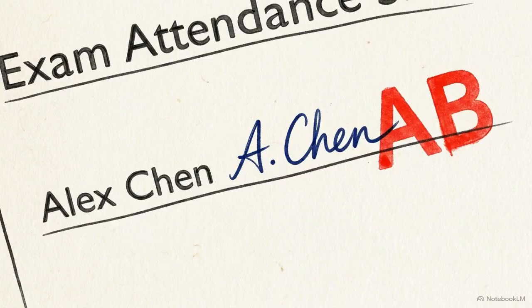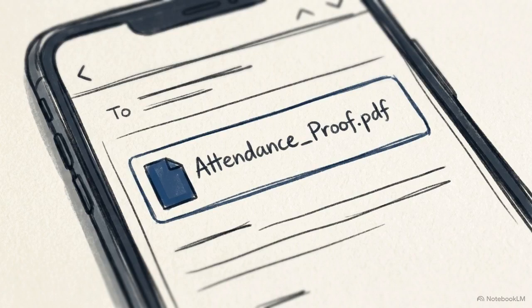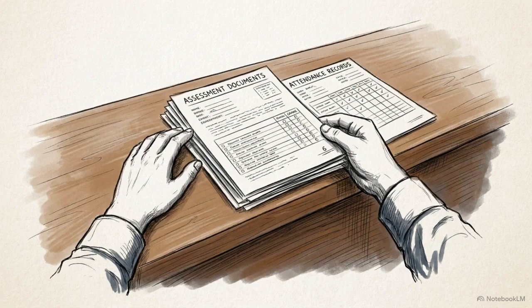Next is the AB code, which stands for absent. Frequently, students see this code specifically for a practical exam they actually attended. If you have proof of attendance, you need to email NIOS requesting a result correction, or go to the regional center with your assessment details so they can update the system.